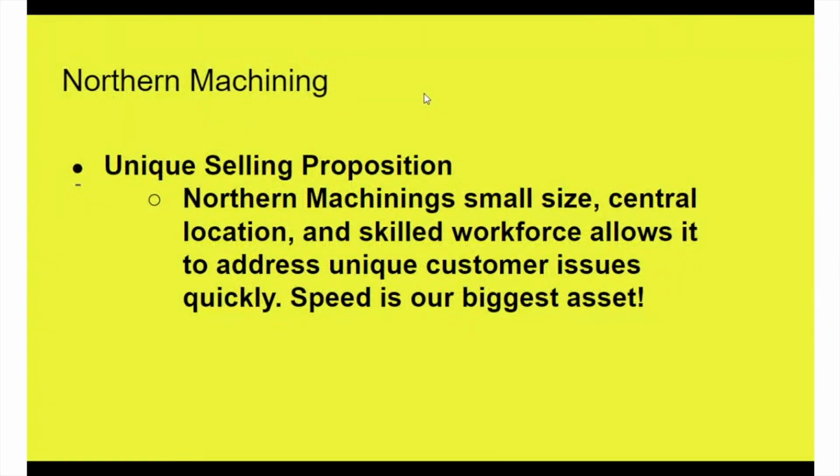And the unique selling proposition, for example, for Northern Machining is its small size, central location, and skilled workforce allows it to address unique customer issues quickly. Speed is our biggest asset. So if you ask, well, what is it we do? We do things well, close to you, and quickly, which in the oil industry is probably the most important thing. They're probably not as interested in price. So if we came up and said, well, our prices are lower, is that relevant to them? May not be. That may not be the major decision maker when they go out and hire someone.